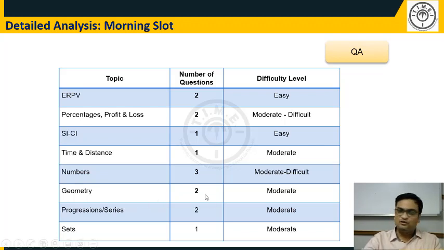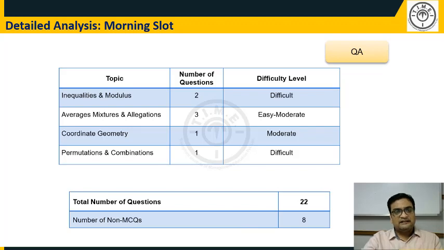Geometry, there were two questions which were not very difficult, I would say manageable. Progressions, there were two questions, one involving summation, sigma, and the other one was a direct arithmetic progression question. From sets, that is Venn diagrams, there was one question which was again moderate difficulty level. Inequalities, modulars still are there, and a good number of questions came from this. AMA, there were again a very good number of questions. Coordinate geometry and PNC, there was one question each.